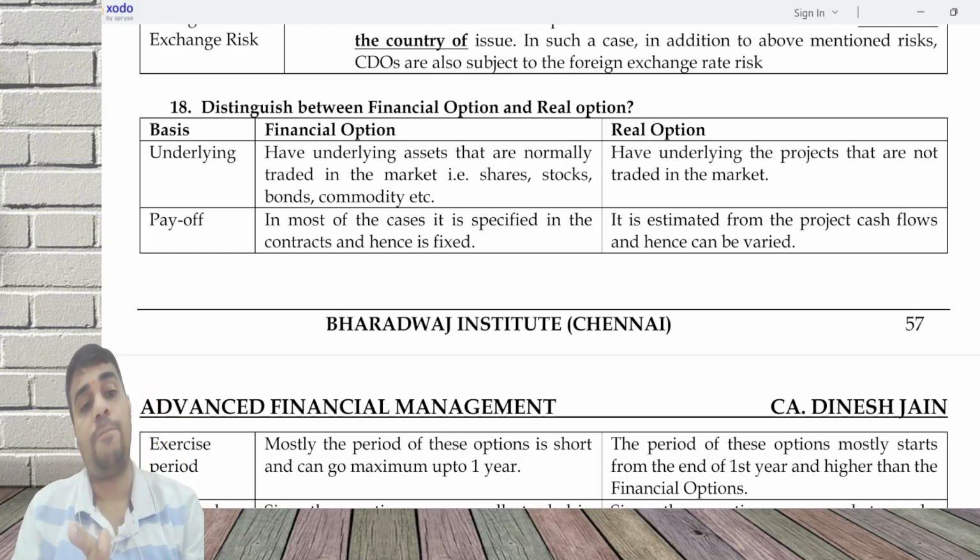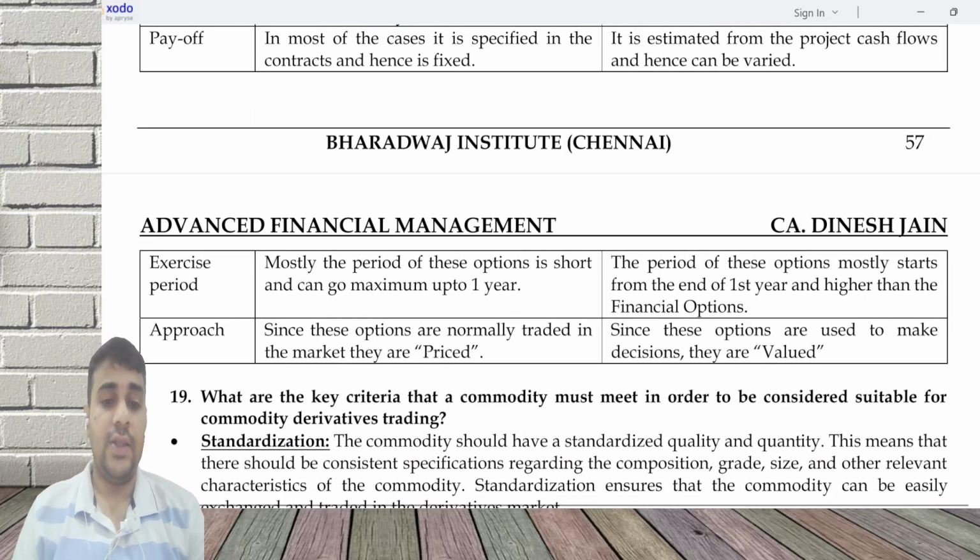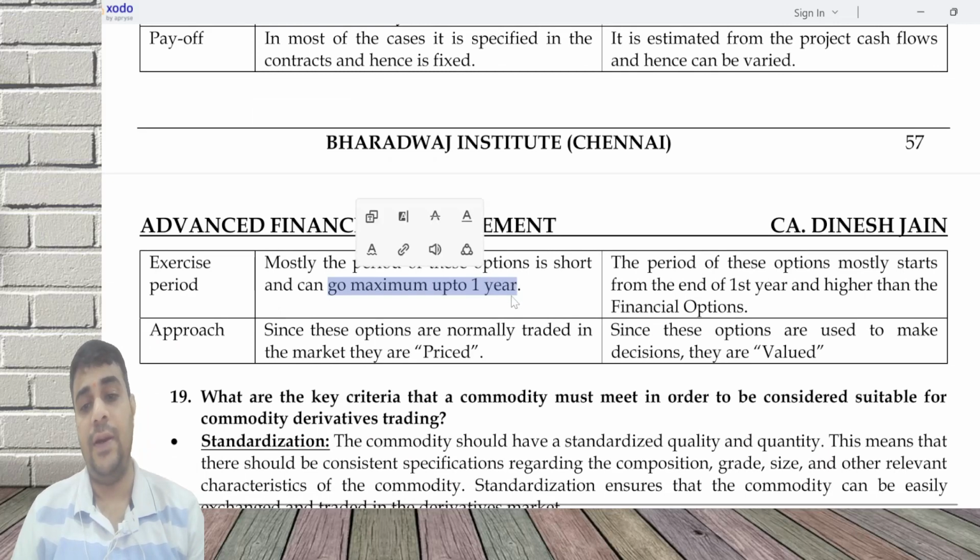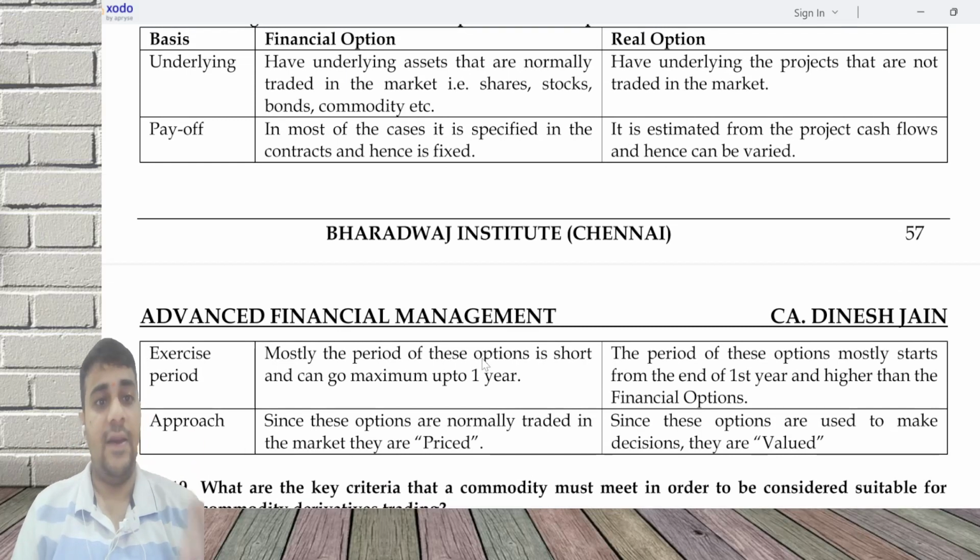So financial option, most of the times, whatever payoff you are going to get, it is specified in the contract. Here you derive it from the value. Financial option is an exchange traded product. Real option is an over the counter product. This will have mostly 1 year kind of a life. Here the projects go on for a longer period, and financial options are priced in the market. Real option is valued. These are normally traded, they are priced. These options are used to take decision, they are valued. You will have to value these options.